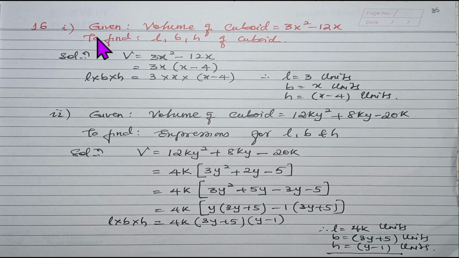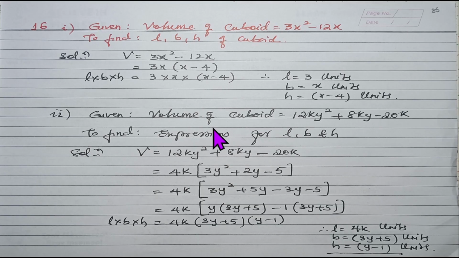Now in the 16th example, we are given the volume of a cuboid as 3x square minus 12x. Now we have to find the expressions for length, breadth and height of the cuboid, because the volume of a cuboid is L into B into H. So volume is equal to 3x square minus 12x. That means L into B into H is equal to, factorizing this, 3x is common, so 3x in the bracket x minus 4. So 3 is one factor, x is the second factor, x minus 4 is the third factor. Therefore I take the length as 3 units, the breadth as x units and the height as x minus 4 units. So these are the expressions.